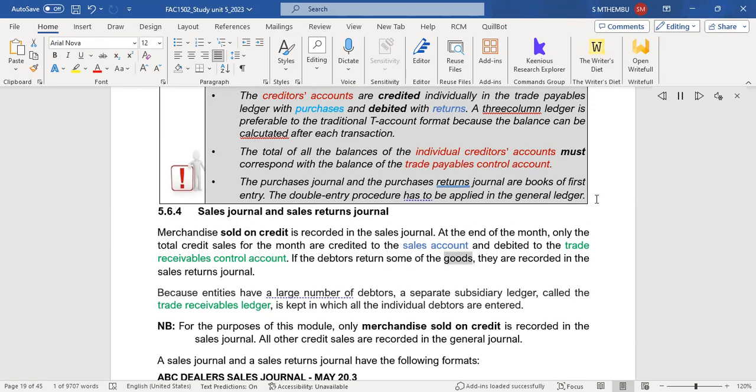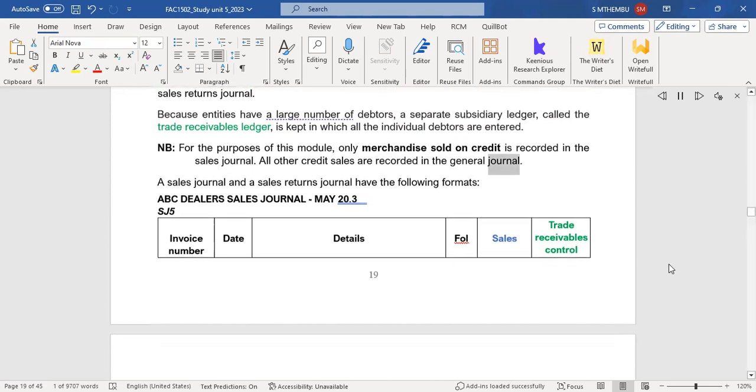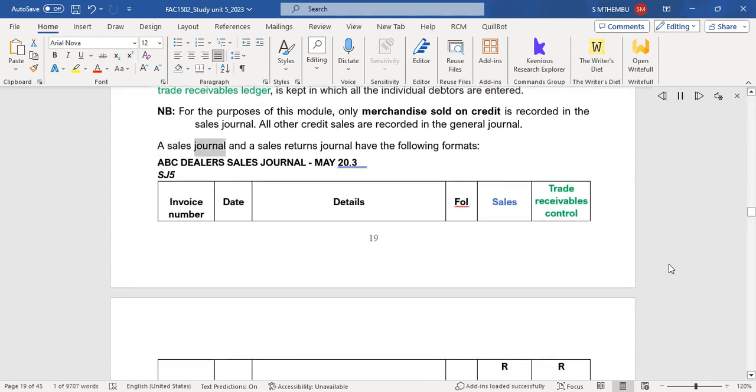If the debtors return some of the goods, they are recorded in the Sales Returns Journal. Because entities have a large number of debtors, a separate subsidiary ledger, called the Trade Receivables Ledger, is kept in which all the individual debtors are entered. NB. For the purposes of this module, only merchandise sold on credit is recorded in the Sales Journal. All other credit sales are recorded in the General Journal. A Sales Journal and a Sales Returns Journal have the following formats.